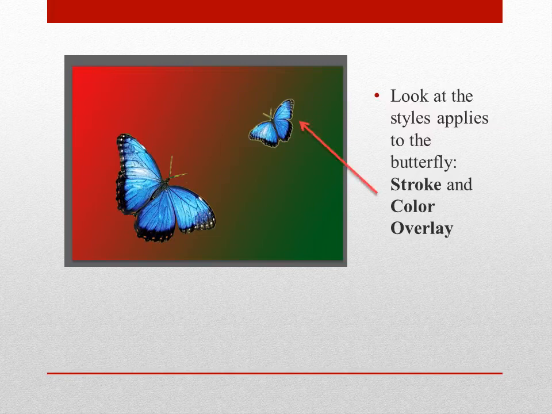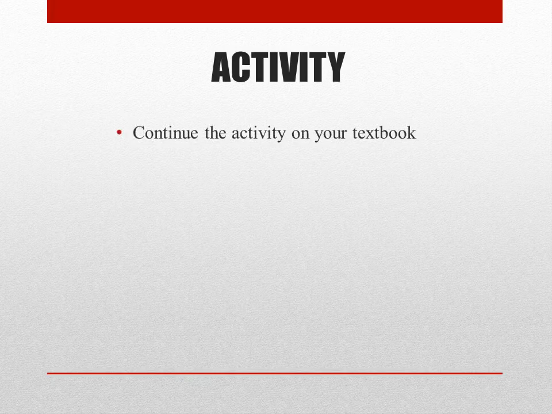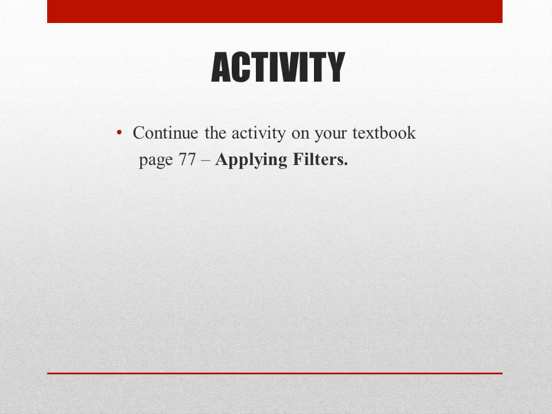For your activity, what I want you to do is continue the activity in your book, that is on page 77. I want you to apply filters. Follow the directions and save it as JPEG with your name and section.